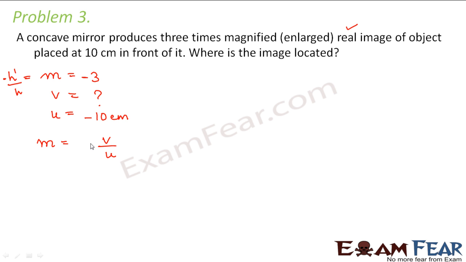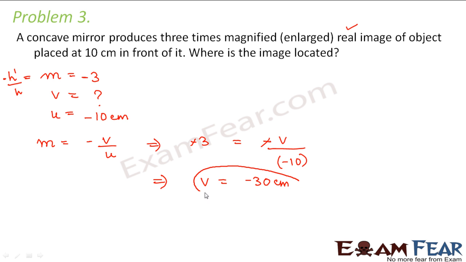So now we know that magnification is equal to minus v by u. So we can write magnification as minus 3. This becomes minus v divided by u, which is minus 10. So from this we can say that v comes out to be minus 30 centimeters. That means the image will be formed at a distance of 30 centimeters from the pole and it will be formed towards the left hand side of the pole, right?